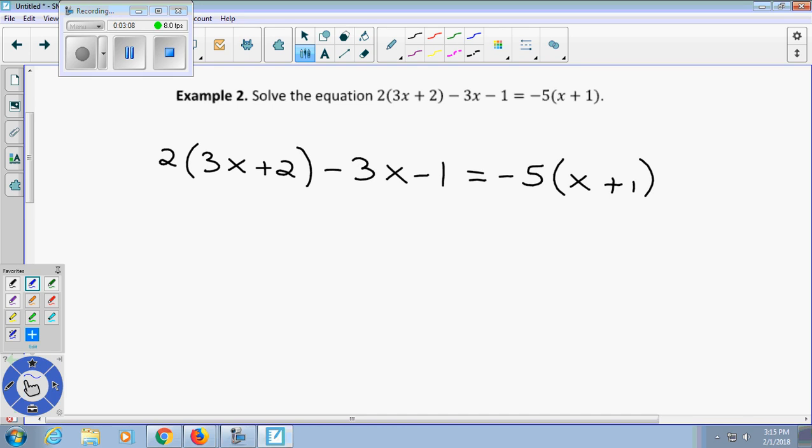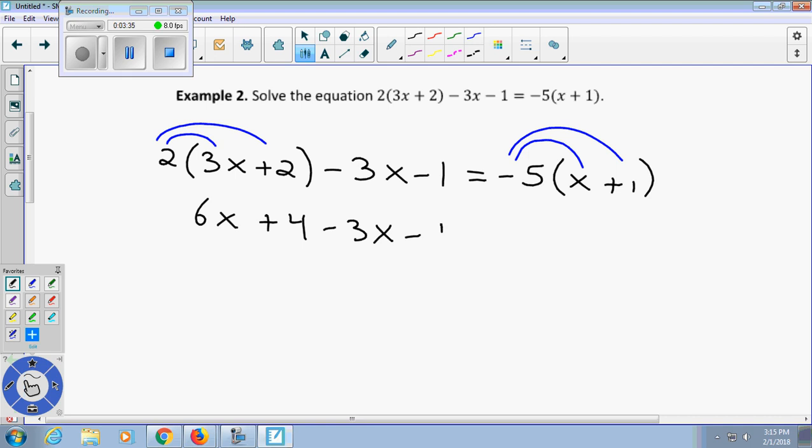On the left side, I can't combine the negative 3x and the minus 1, but I can distribute the 2 into the parentheses. In fact, on the right side of the equation, I can distribute the negative 5 into the parentheses as well. I'll do that and then maybe simplify with like terms. So on the left, 2 times 3x is 6x, and then 2 times a positive 2 is a positive 4. And I'll just copy down the 3x and the minus 1. And then on the right, I have negative 5x, but this time it's going to be minus 5 like this.